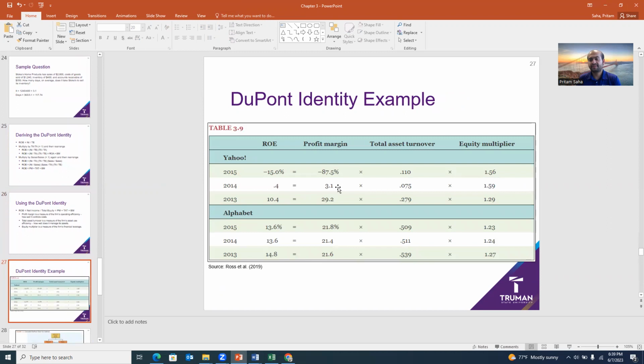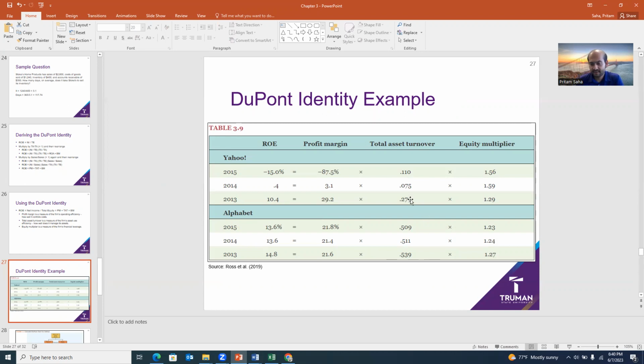Now let's talk about this example. So this is basically some real data of Yahoo Finance and Alphabet. Alphabet means Google. Now, if we compare 2013 of Yahoo Finance with 2013 of Alphabet, you can see that return on equity in 2013 is better for Alphabet, okay? Although the profit margin is better for Yahoo Finance, because Yahoo Finance generated, by selling $100, Yahoo Finance generated $29 net profit. On the other hand, Alphabet, by selling $100, generated only $21 net profit.